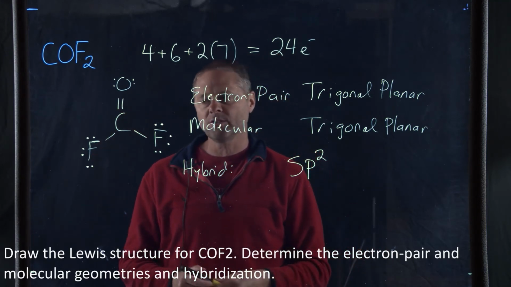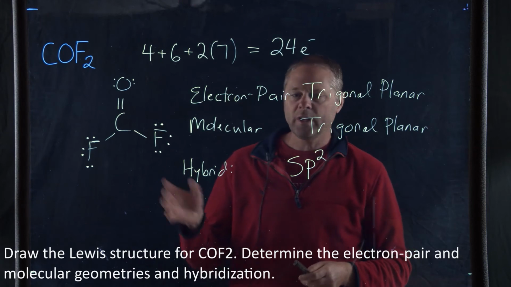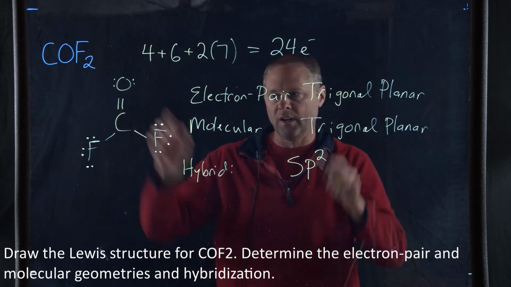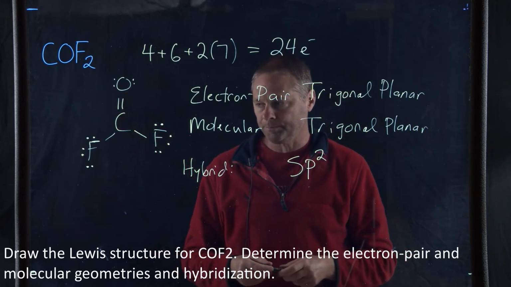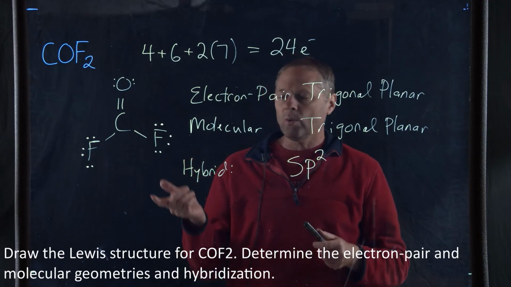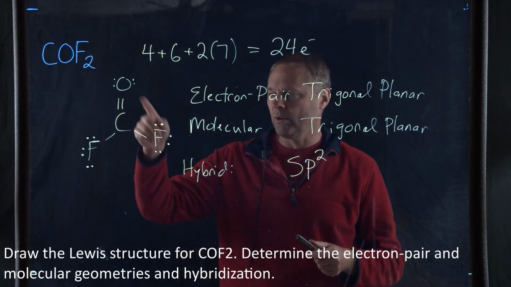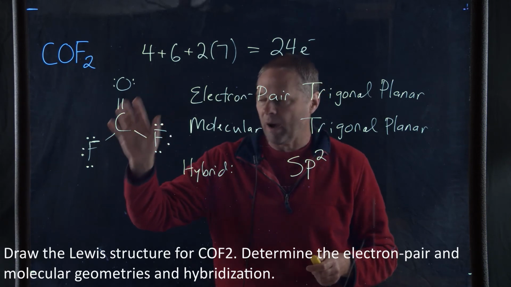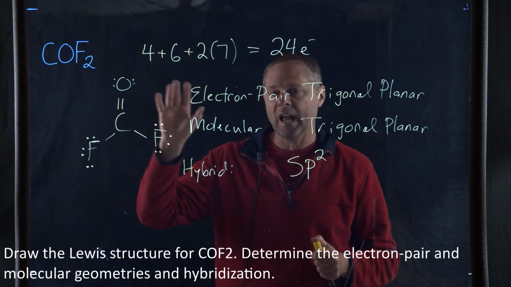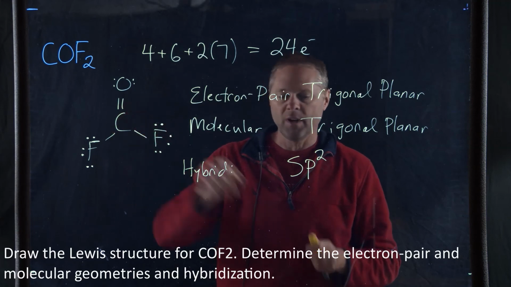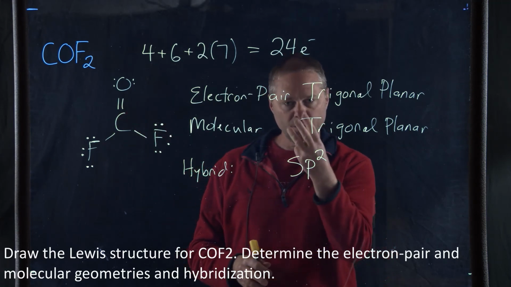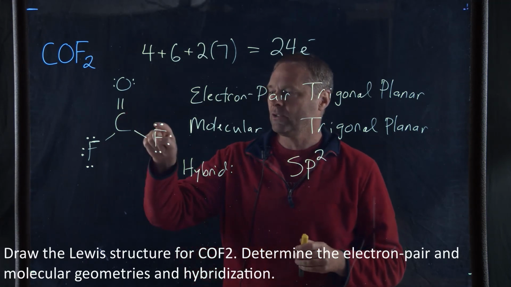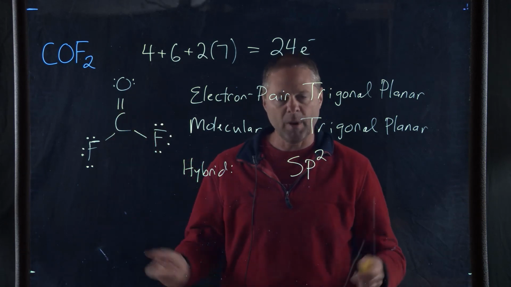So there's a couple ways to determine the hybridization. You can either look at the electron pair geometry, or you can also just count the number of bonding entities to the central atom. And so sp2 means there's going to be 3 hybrid orbitals, and so there's 1, 2, 3 things bonded to the carbon.